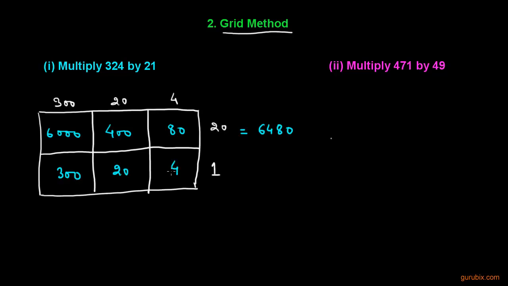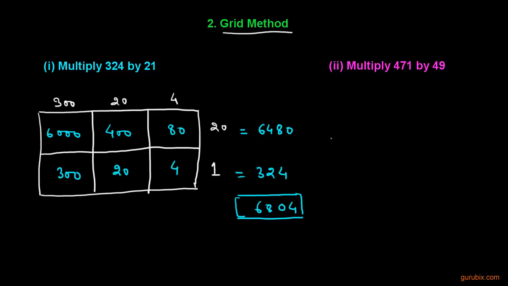And now we shall add these 320 and 4, then we have 324. If we add these numbers, then we have 4, 0, 8 and 6. So this is the solution of the multiplication of 324 by 21. So this is called the grid method.